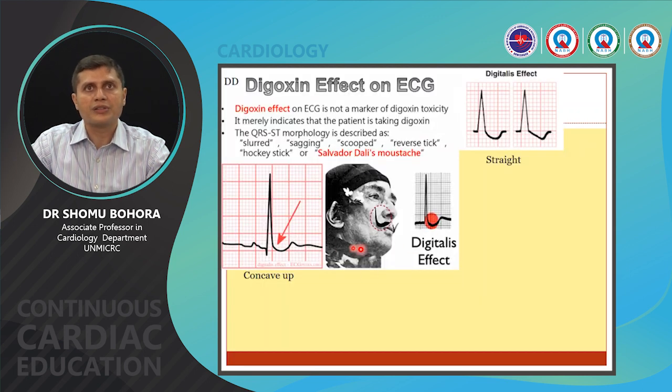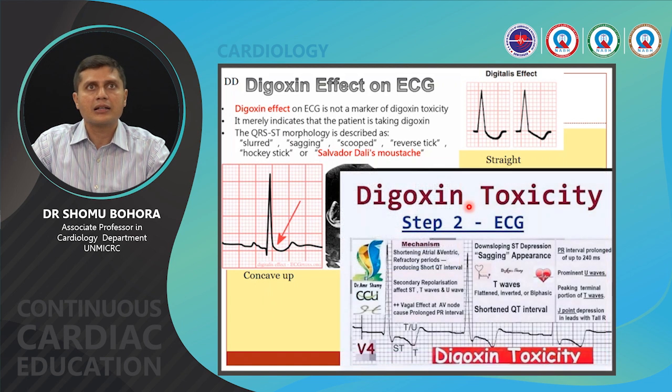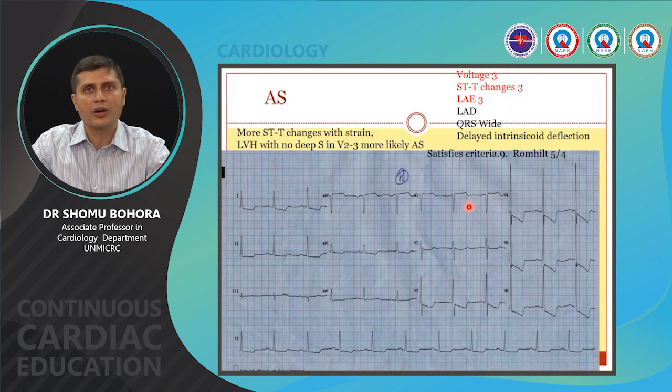Now the differential of this would be a digitalis effect, and digitalis effect is characterized by this inverted moustache sign, that is a slurred, sagging, scooped reverse tick mark with a T wave which is upright thereafter, and it suggests digoxin. So in the presence of digoxin, the ST segment is considered to be only 1 point as compared to 3 points without digoxin.